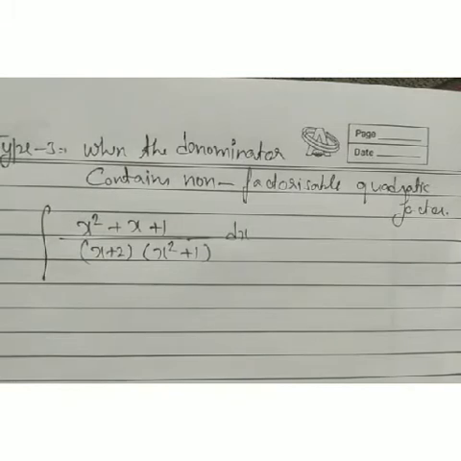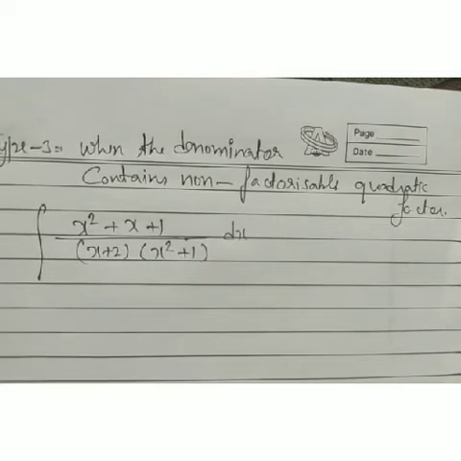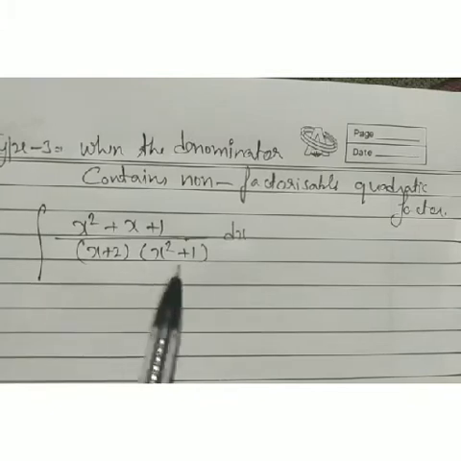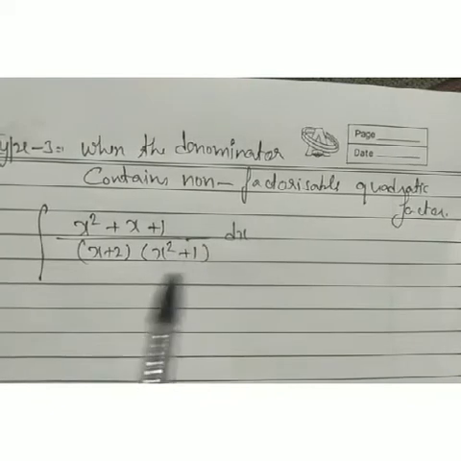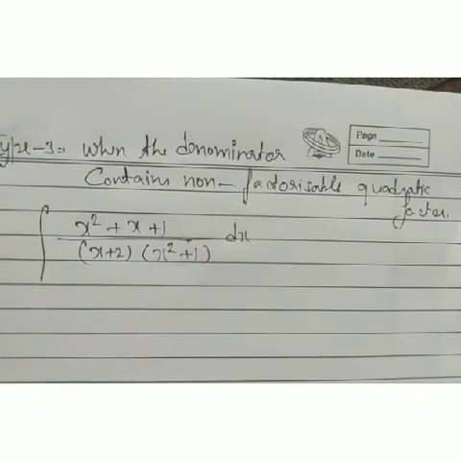What we have when the denominator contains a non-factorizable quadratic factor. This is our third case, when we are not able to factorize the denominator. There is one quadratic form which we are not able to factorize. Look at one example on your screen. It has a linear part, but also x square plus 1. We cannot factorize it. Then what do we do in such cases?